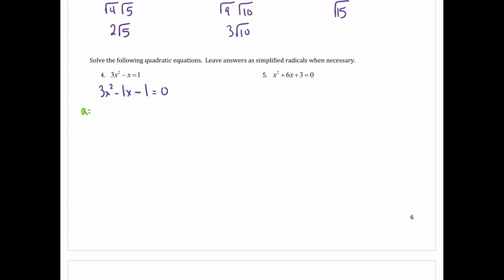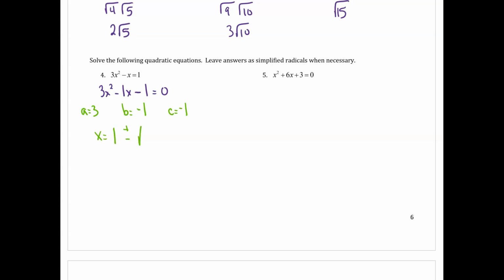So a is 3. Again, it's the coefficient, the number attached to x squared. B is -1. That's the coefficient, or the number attached to the x. And c is the constant, the standalone number, which is -1. And then I start. So it goes x equals opposite b. So I'm going to be putting in the opposite of b. So instead of -1, I'll put 1.